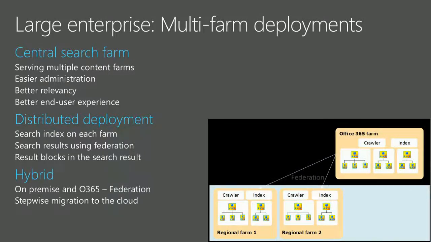And then Paul talked about hybrid, so I'm not going to talk about this a lot. But that's when you have Office 365 federating back to your on-prem search farms. And he mentioned how this is a migration path to the cloud instead of saying you have to have one or the other.